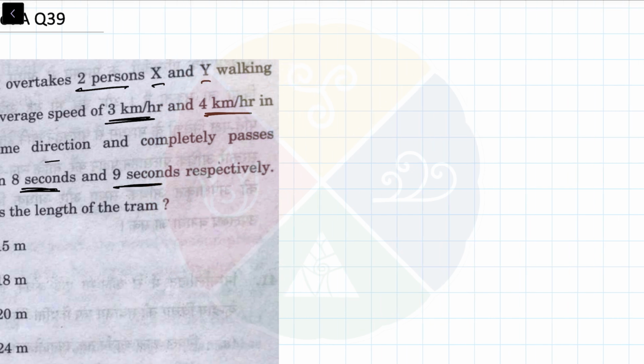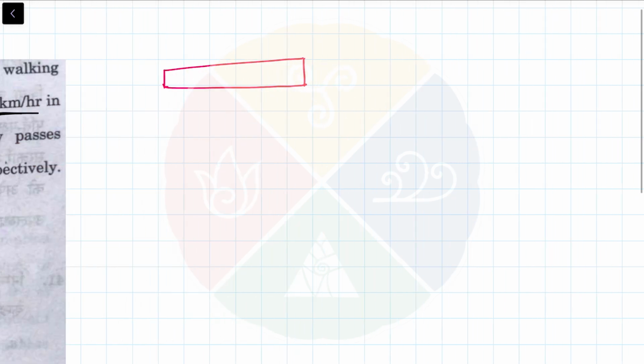So there is a tram, or basically a train, and it is overtaking a person walking in this direction. Let's call his speed V1, and the tram is going at the speed of V train. One thing we know is that if things are going in the same direction, we have to take the relative velocity by subtracting the lower speed from the higher speed. This is the actual velocity which you have to consider.